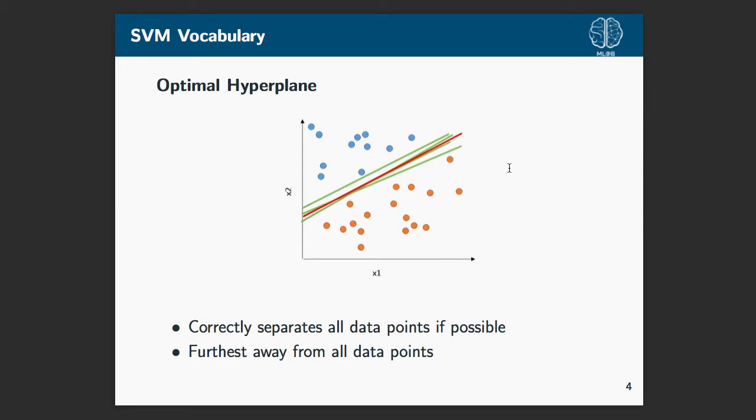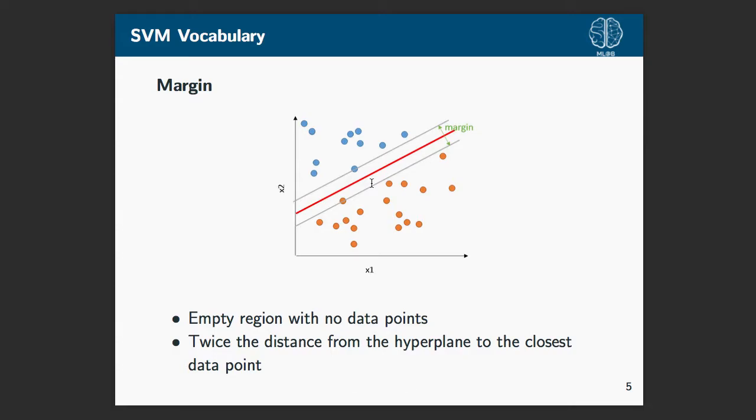So the main thing about the SVM is that it finds the optimal decision boundary or the optimal hyperplane. And this basically means that it correctly separates all the data points if possible, but it finds the decision boundary that's furthest away from all the data points. So you can see here that there's a bunch of green decision boundaries that accurately classify this training set. But the red one is the one that's furthest away from all the data points, so it's right in the middle of the area where the decision boundary should be.